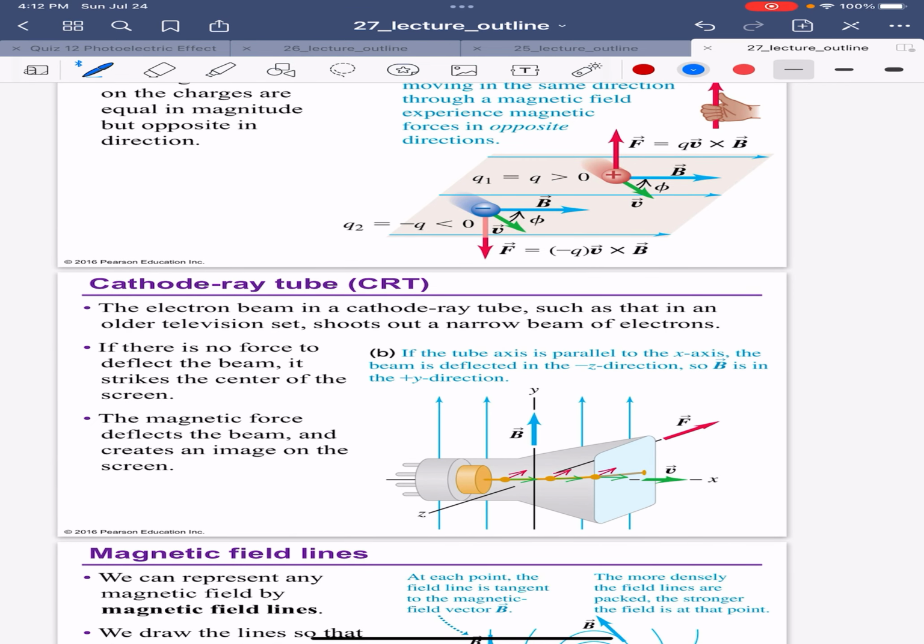The cathode ray tube, the CRT, is one of the most important applications, where we have an electron beam. The electrons are generated, there will be a beam, such as that in TVs or oscilloscopes and many devices. If there is no force to deflect the beam, it strikes the center of the screen, but the magnetic force deflects the beam and creates an image on a phosphorus screen, where the electrons hit and create light.